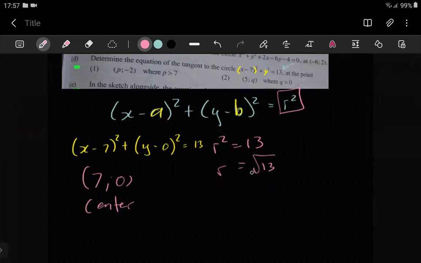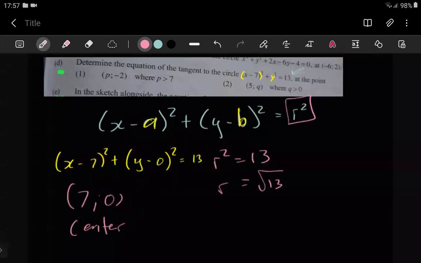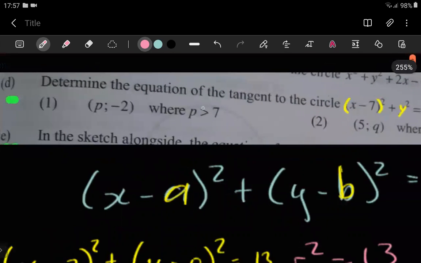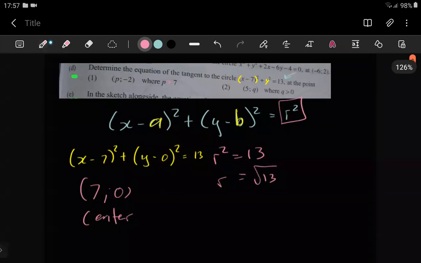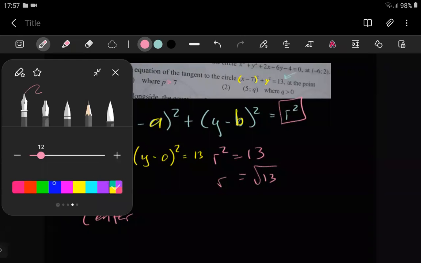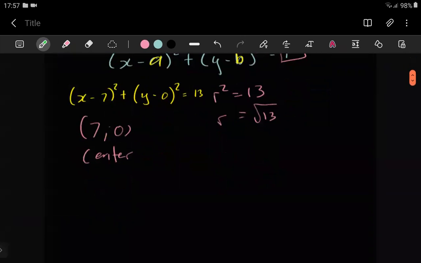And we say the radius is the square root of 13, of which the square root of 13 is just below 4. So here it says determine the equation of the tangent to this circle at this point where P is a number that is bigger than 7. You have to remember the reason why they're telling you that P is bigger than 7 is because a circle will always have 2 tangents every single time. For one tangent, a circle will always have another one.